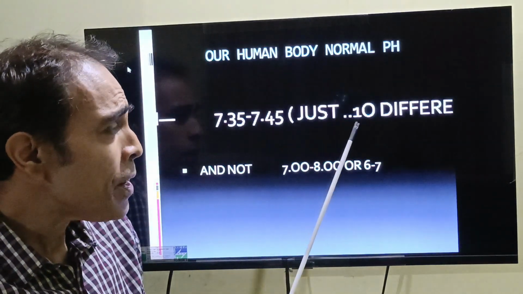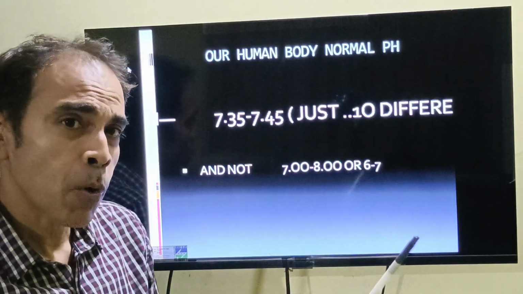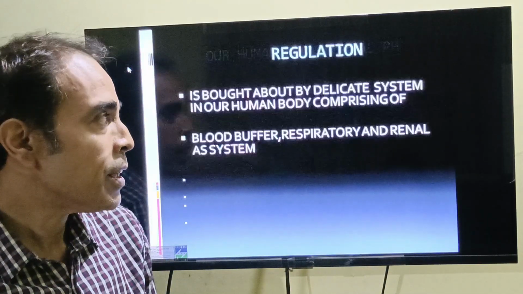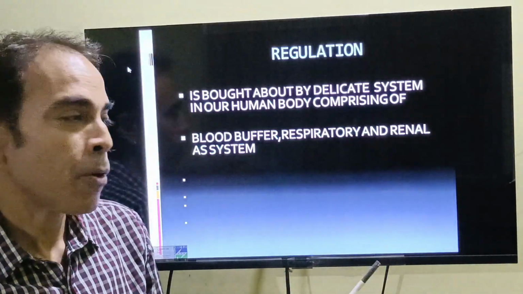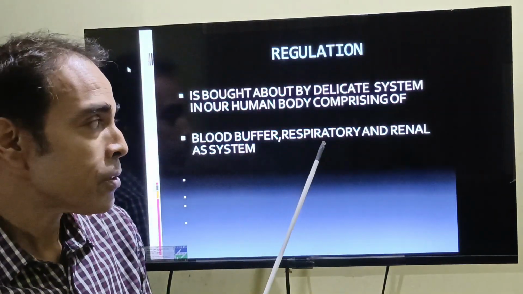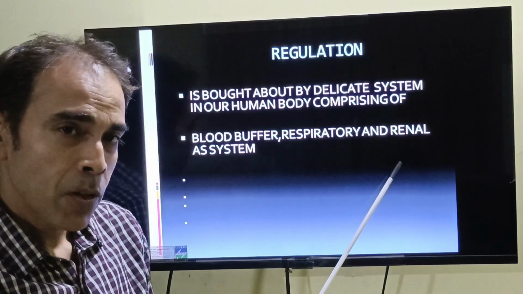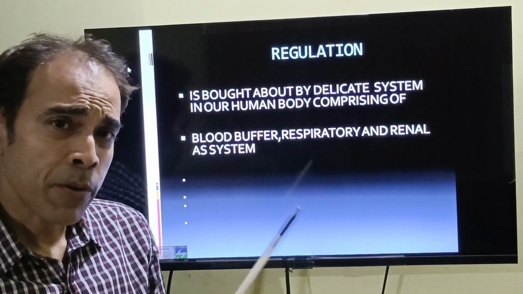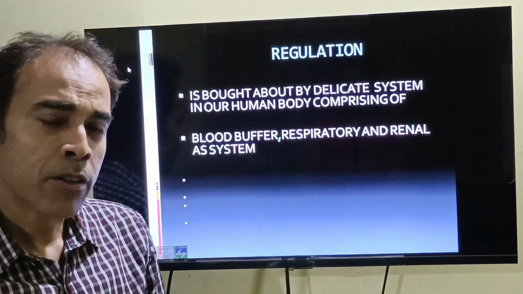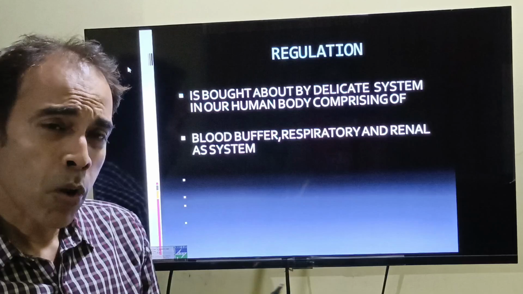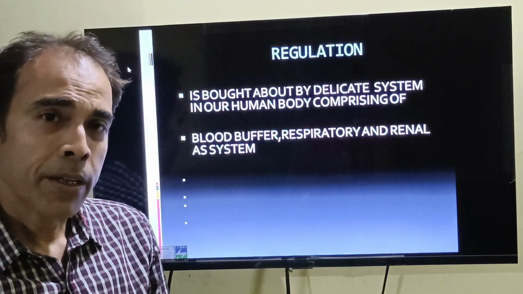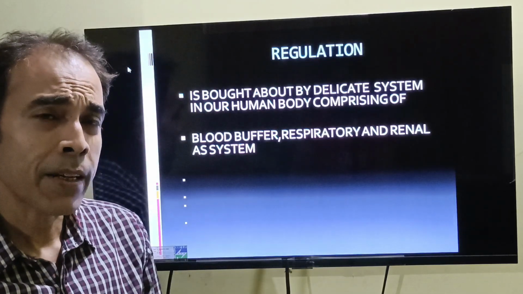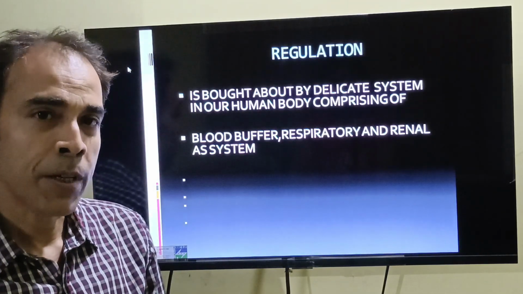It's not 7 to 8 or 6 to 7, just a point difference. We maintain it in a very small range, because we know that a small change of pH will have a dramatic effect on hydrogen ion concentration. This is brought about by an excellent regulatory system in the body, namely blood buffers, the respiratory system and the renal system, which we'll talk about in the subsequent classes. So the purpose of this class is to make you understand the importance of pH and hydrogen ion concentration in our body, and how a small pH change makes a dramatic change in the hydrogen concentration, which may affect a lot of functions in the body. And that is why it's very important that our body systems regulate this pH.